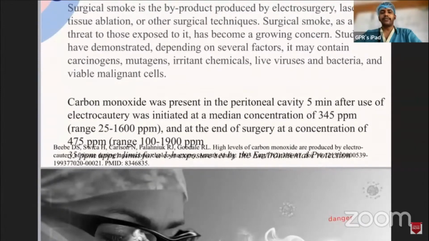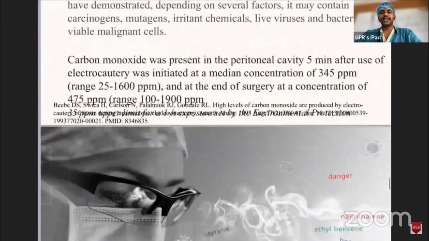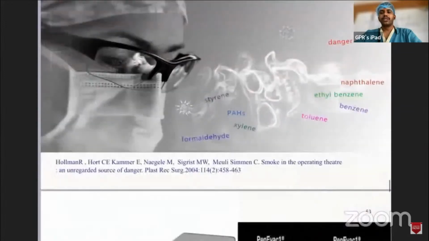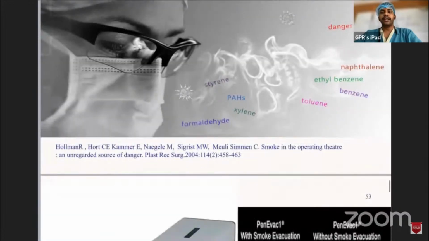On an average, by the end of the surgery, we may expect the ppm of carbon monoxide to be around 475. But what is permissible is less than 19 after any surgery. So these are the different chemicals that are dissipated out of any unit. That could be xylene, toluene, benzene, formaldehyde, and last but not least, the dangerous virus per se.